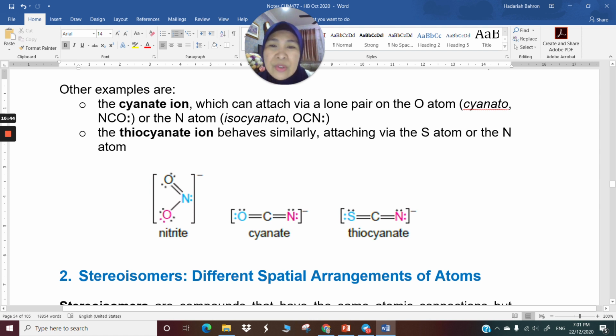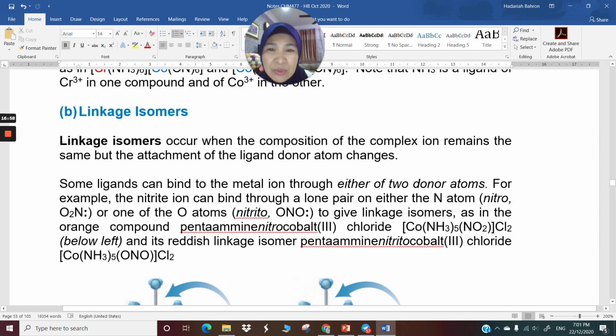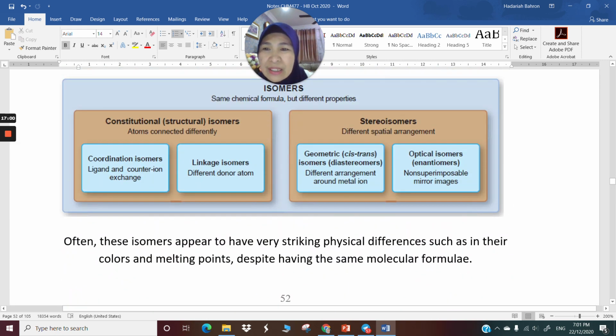Cyanate also can perform linkage isomerism. Thiocyanate also can do the same, attaching through different donor atoms in the same ligand. So those are examples of linkage isomers. So we have covered the constitutional or structural isomerism, coordination isomers, and linkage isomers. Now we are going to go into stereoisomers next, where there is a different arrangement in space.